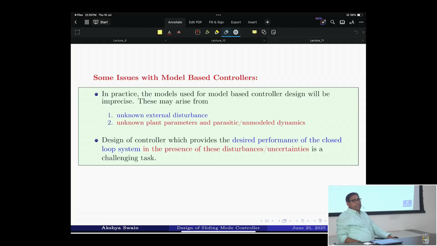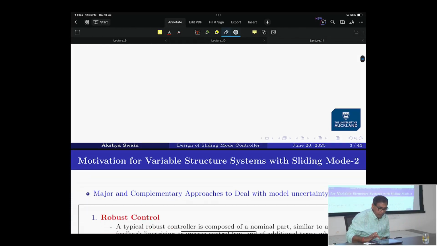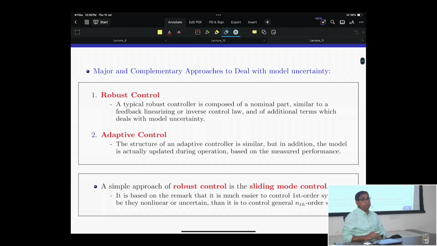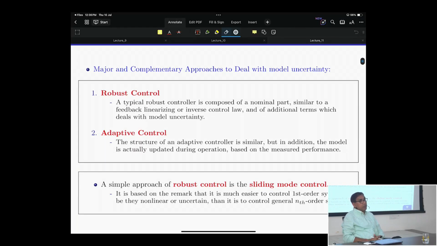So the question is, we have to design a controller which should work even if there is some uncertainty, which you cannot avoid. There are so many possibilities. What are the possibilities? Robust control. Robust control assumes the amount of disturbance bound. If the disturbance bound is given, then it can perform absolutely fine. Adaptive control is one of them.